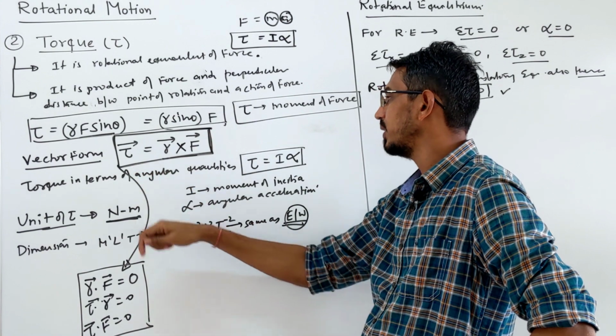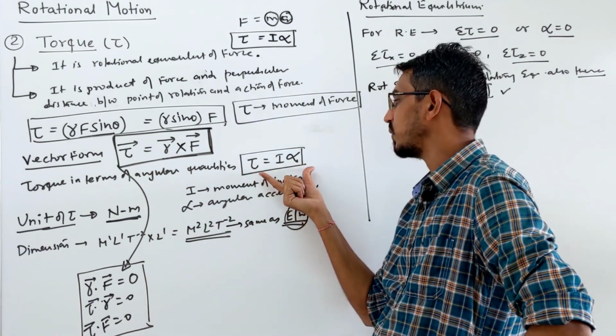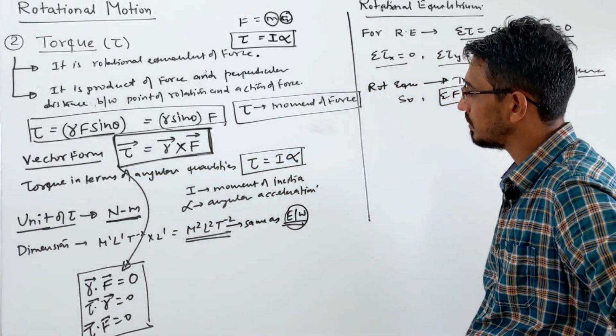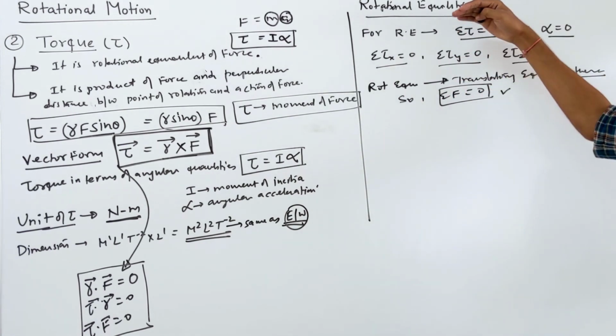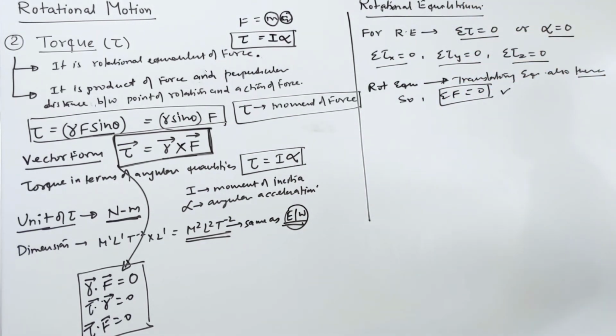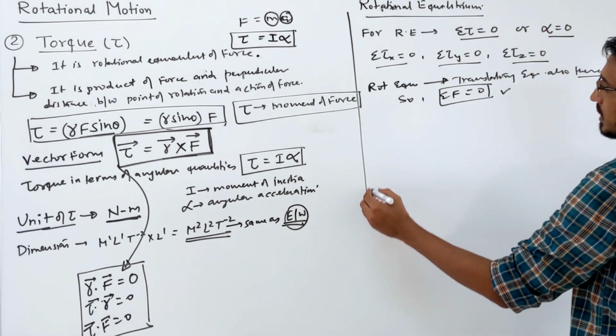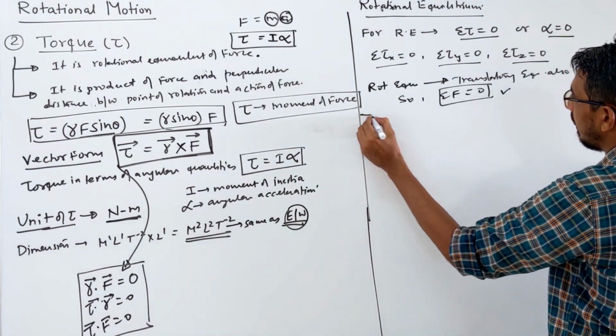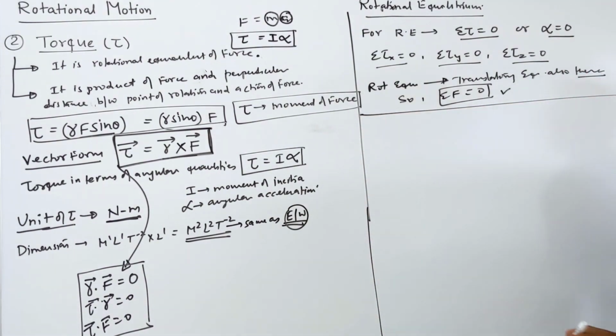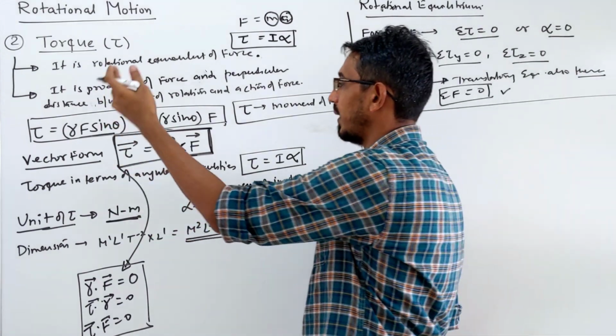And in vector form, angular format: I into alpha, inertia into angular acceleration. Then I told you what is the condition we apply here? Rotational equilibrium, okay? Now we will do some small questions on them, how they ask questions in exam, based on rotational equilibrium and finding all these things.